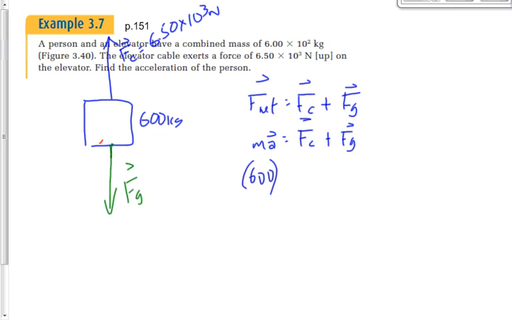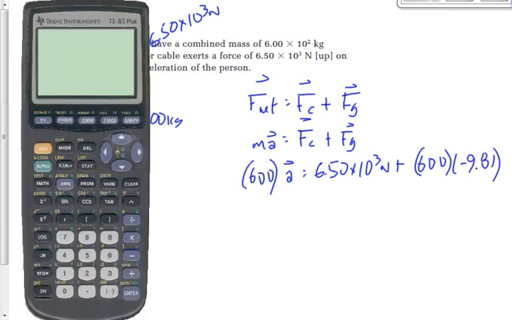All right, 600 kilograms for the mass of the ice cream and the truck, or in this case, the guy in the elevator, times the acceleration equals Fc, which is 6.50 times 10 to the 3 newtons, plus, what do we got here? 600 times negative 9.81 meters per second squared. Let's get this as a class. Okay, let's say 600 times negative 9.81, first of all.